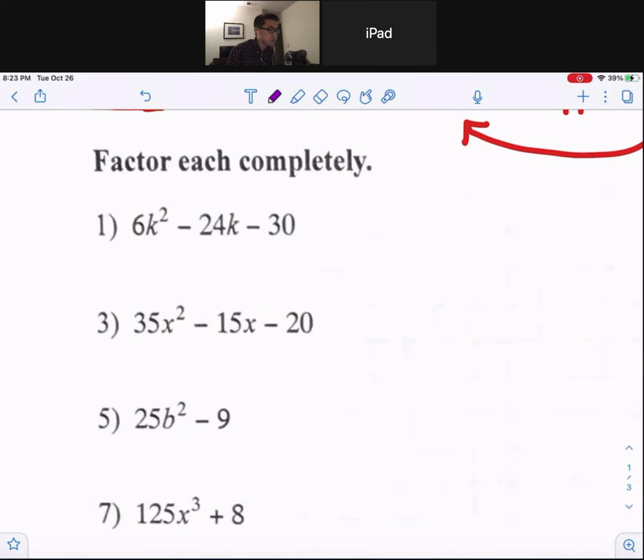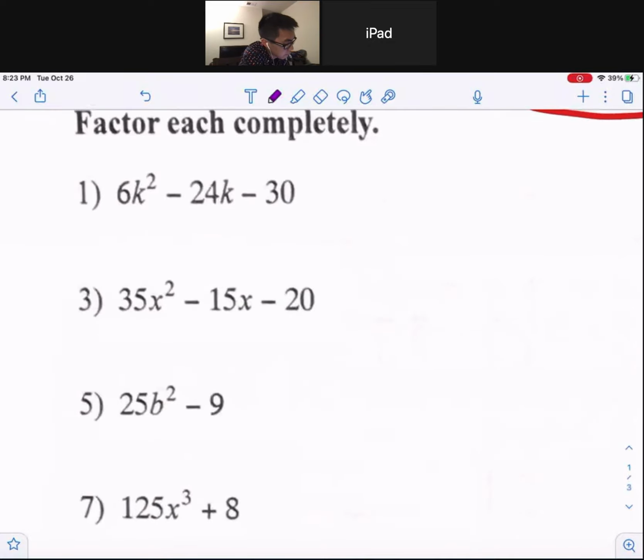So, for the first one, you guys are gonna factor. Something you can do is first factor out a 6 from each one. So, factor out a 6. And we're gonna get k squared minus 4k minus 5. Then notice the a value in front of that k squared is equal to 1. So this is where you do your x method to factor.